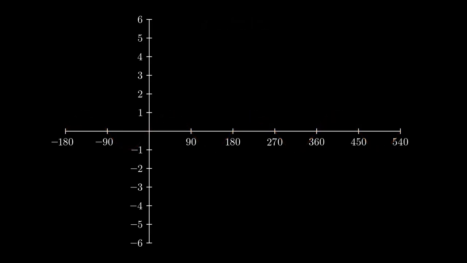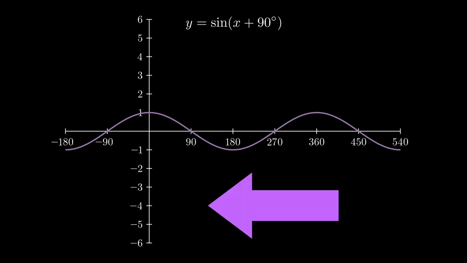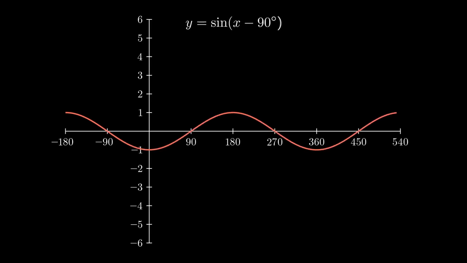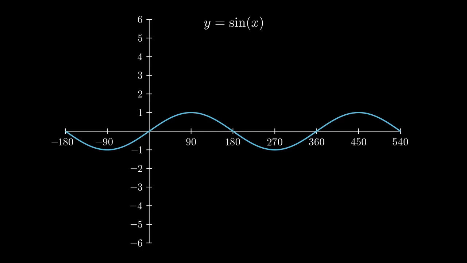And what if we add something to the angle within y equals sine x? What then? Well, let's say we have y is equal to sine of x plus 90 degrees. In this case, our graph actually shifts to the left, like this. And meanwhile, if we do the opposite, y is equal to sine of x minus 90 degrees, our graph shifts to the right instead.